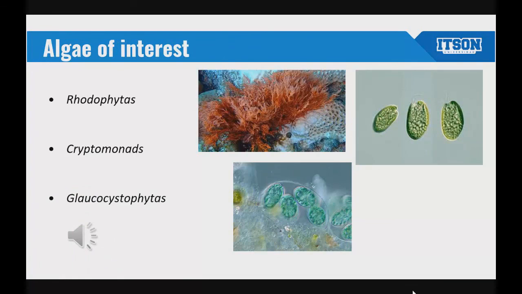The algae of interest from adaptation of this pigment are rhodophytes, cryptomonads, and glaucocystophytes. The Rhodophyta division is characterized by having a reddish color resulting from the dominance of the pigments phycoerythrin and phycocyanin, with chlorophyll A, beta-carotene, and other xanthophylls.